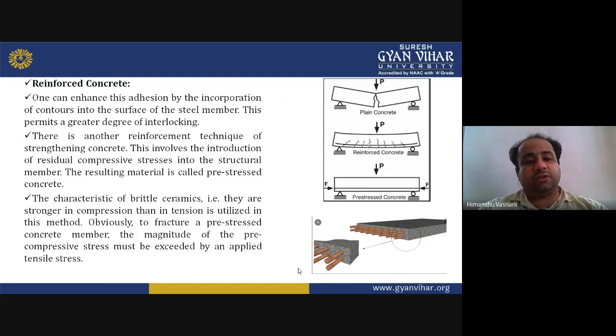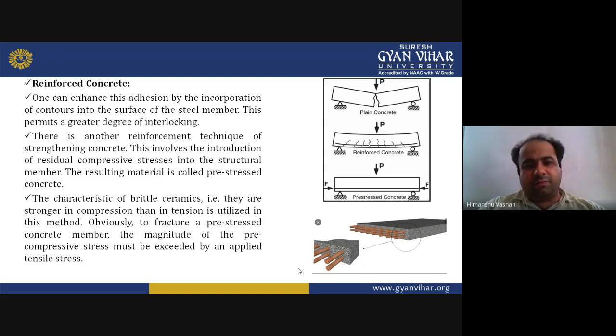Now there is another reinforcement technique of strengthening concrete. This involves the introduction of residual compressive stresses into the structural member, and the resulting material is called pre-stressed concrete, as seen in this diagram. You are trying to strengthen concrete.